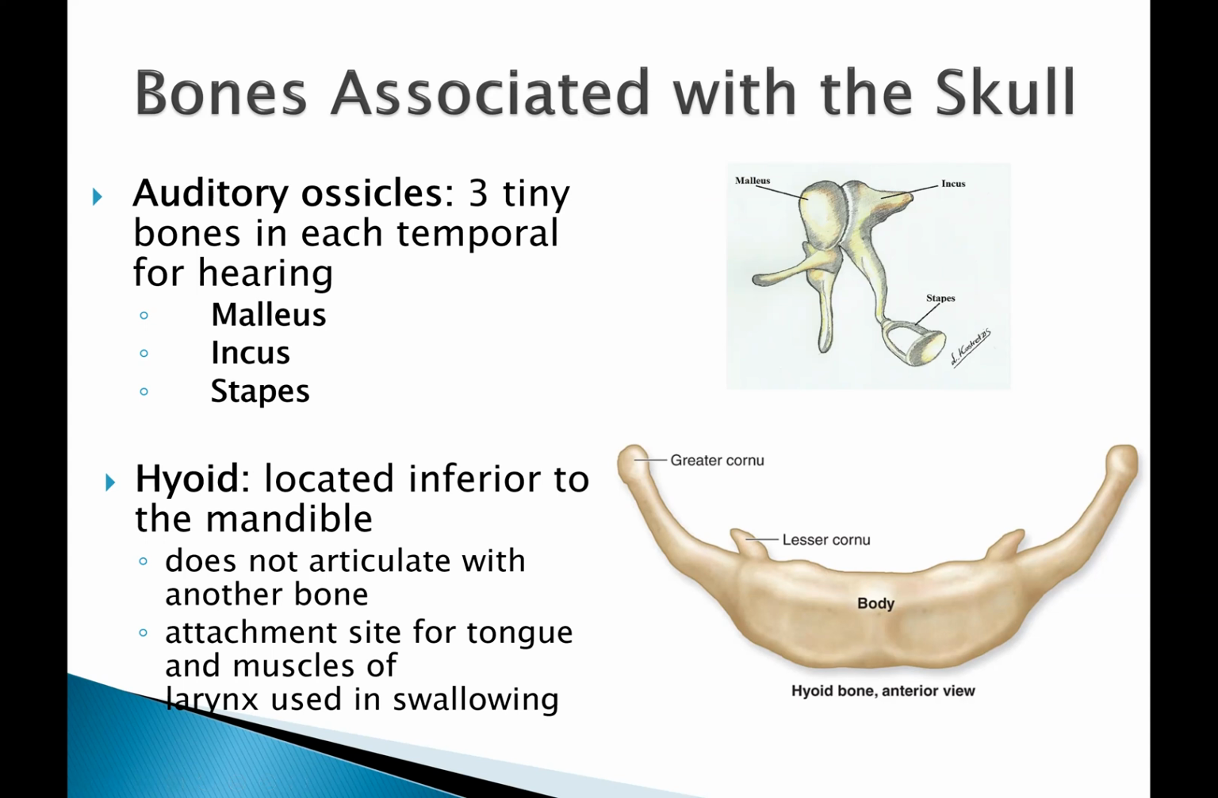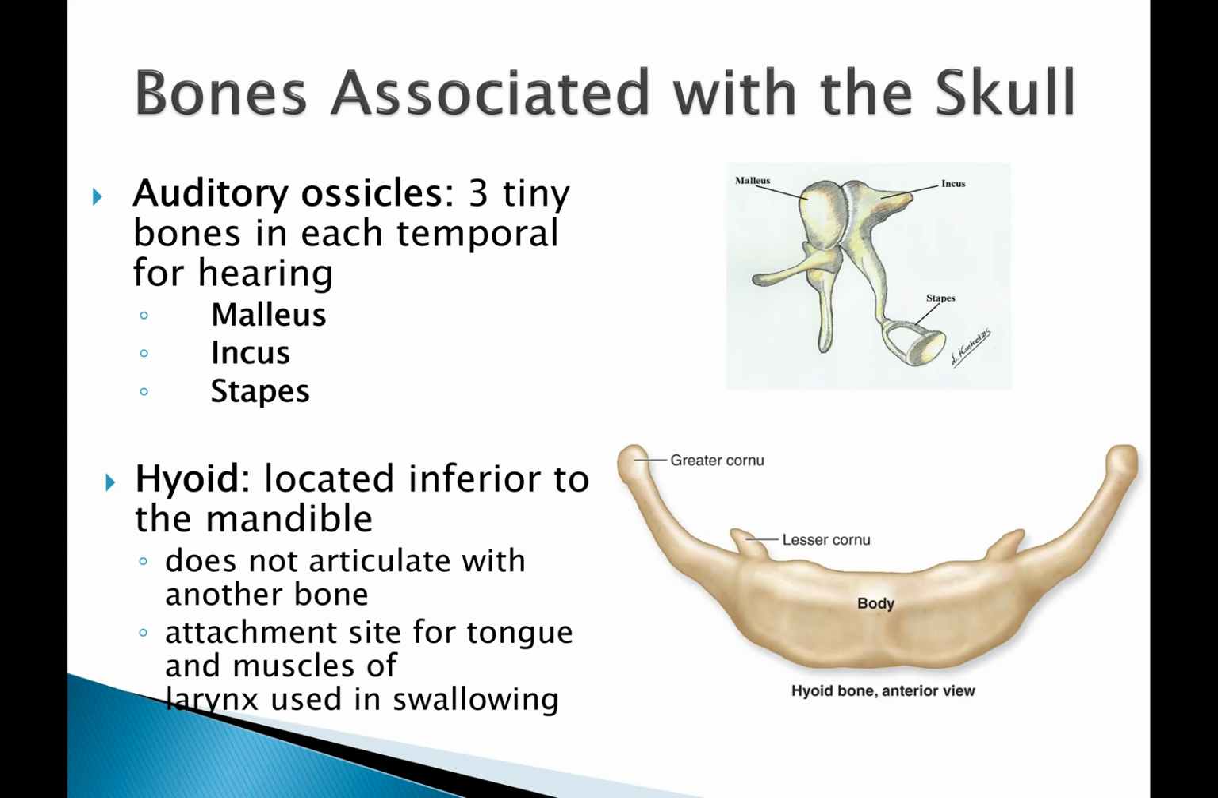What does that mean? It does not touch any other bone. It's kind of just floating out there in your throat. And you're like, yeah, I have a bone that's just floating. Yeah, it's kind of odd. All right. So it attaches to your tongue and to muscles in your larynx.